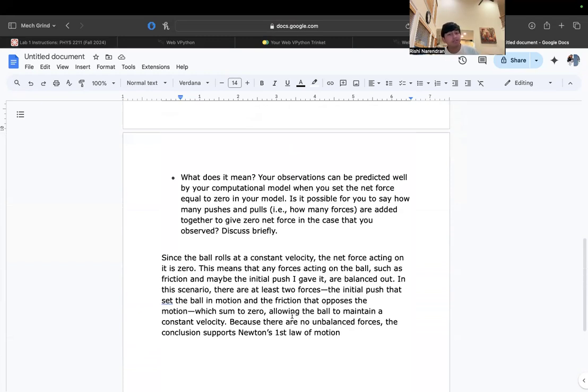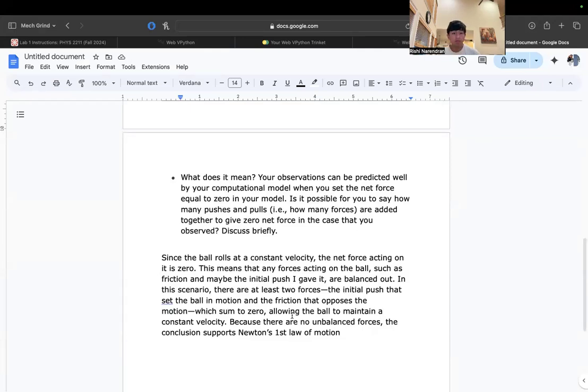The second question asks, your observations can be predicted well by your computational model when you set the net force equal to zero in your model. Is it possible for you to say how many pushes and pulls, i.e. how many forces are added together to give zero net force in the case that you observed? First, I want to talk about that with any experiment, there are unknowns and there are some sort of confounds. But I want to state that we can quantify the existence of at least two forces, and I'm going to talk about this in the paragraph.